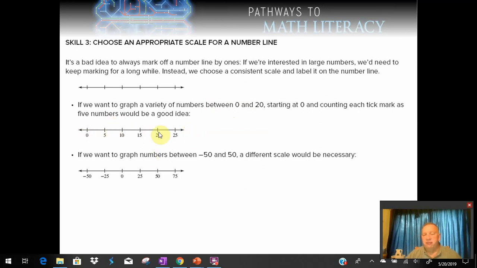Here's only the positive, but if I need negative numbers, I could shift over everything. And now I want this bigger scale here, because I need to go from -50 to 50. So I'm going to use 25 here, so -50 down to -25, down to 0, plus 25, plus 50, 75. So each one of these tick marks would be representing a different 25.